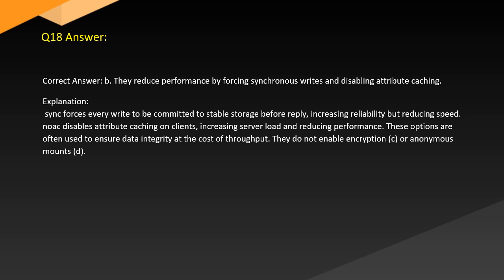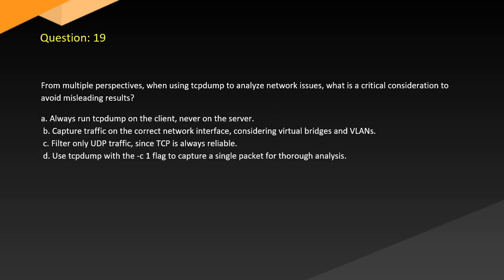These options are often used to ensure data integrity at the cost of throughput. They do not enable encryption, so C and D are incorrect. Question 19. Capturing from multiple perspectives when using tcpdump to analyze network issues.